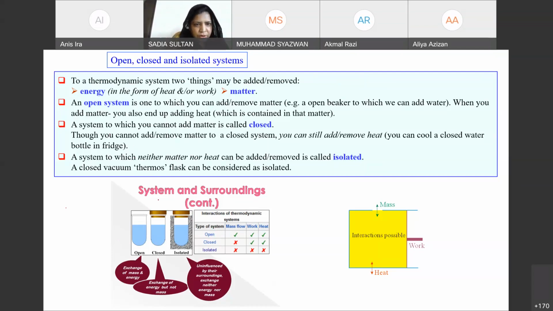Okay, here you can see this is closed. You have just put a cap on. Now there is exchange of energy but not mass. Okay, when you have a cup, you just cover it, or a bottle. You take the bottle out from the fridge and keep it outside. It's very cold when you keep it outside. Still it has a cap.